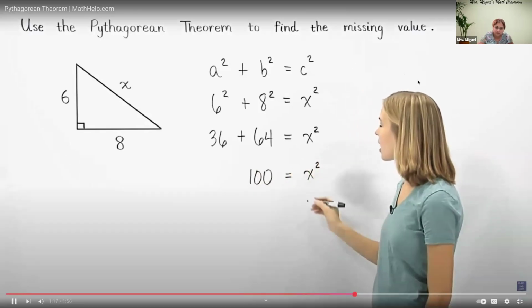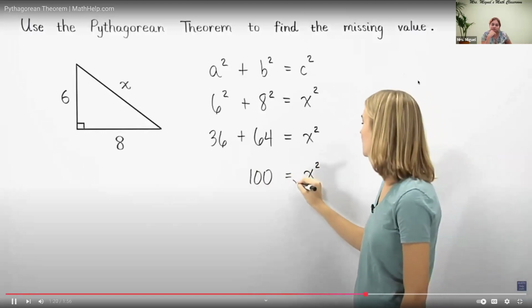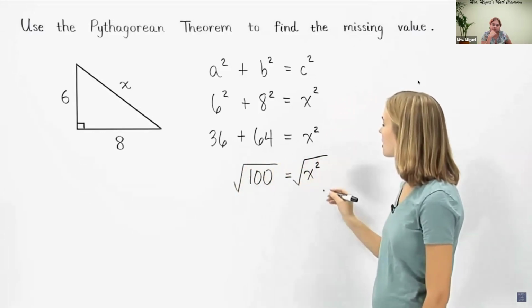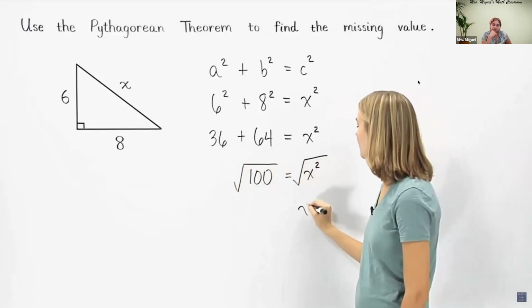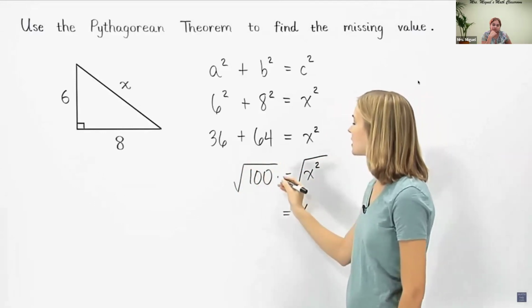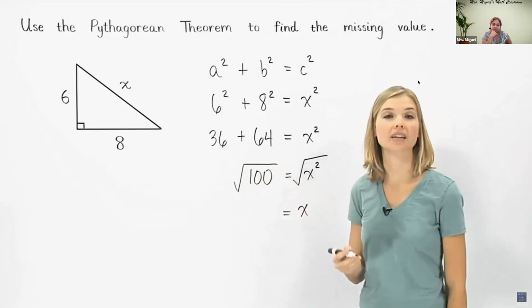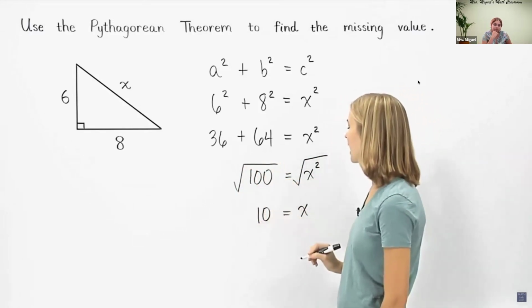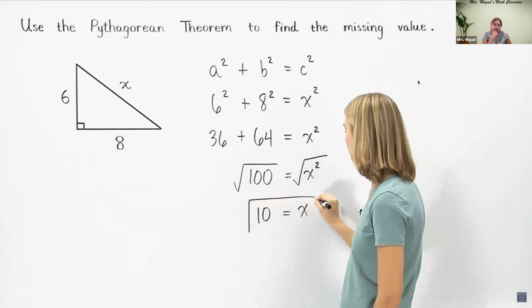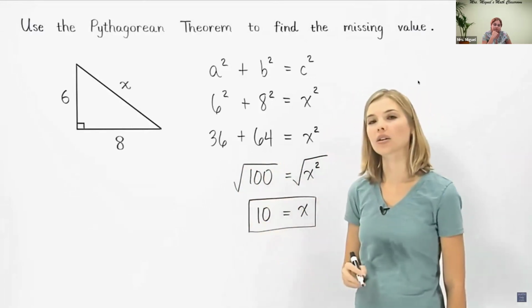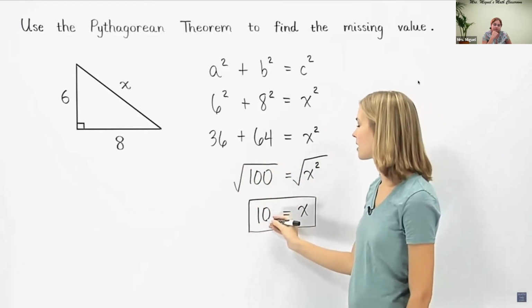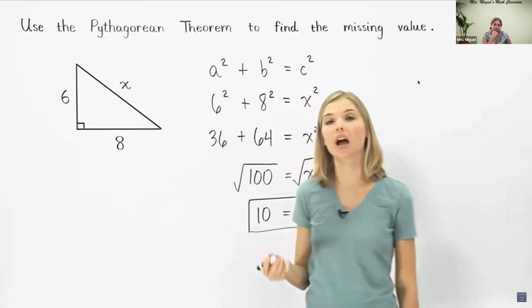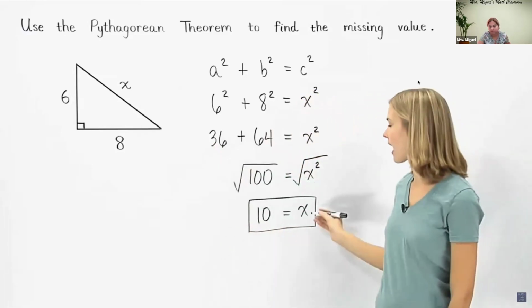Now to get x by itself, since x is squared, we take the square root of both sides of the equation. On the right, the square root of x squared is x. And on the left, since 100 is the perfect square 10 times 10, the square root of 100 is 10. So 10 equals x. Notice that we don't use plus or minus 10 because x represents the length of the hypotenuse of the triangle, which cannot be negative. So the value of x is 10.